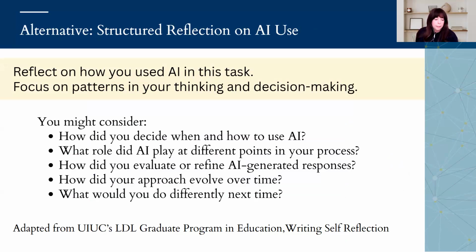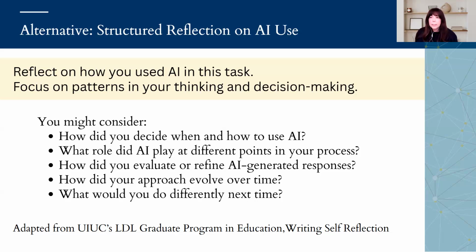For their course written papers, students are required to do an additional short written reflection regarding their AI use. And so as part of the assignment, students have to think about how they used AI for their task and try to identify patterns in their thinking and decision making as they pertain to AI use.